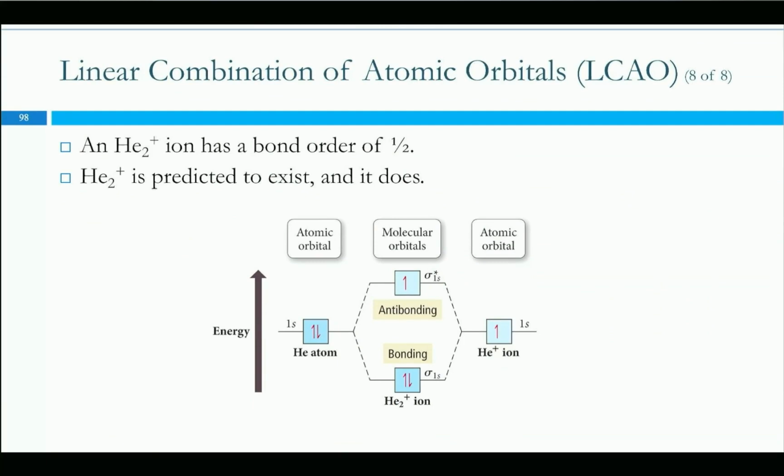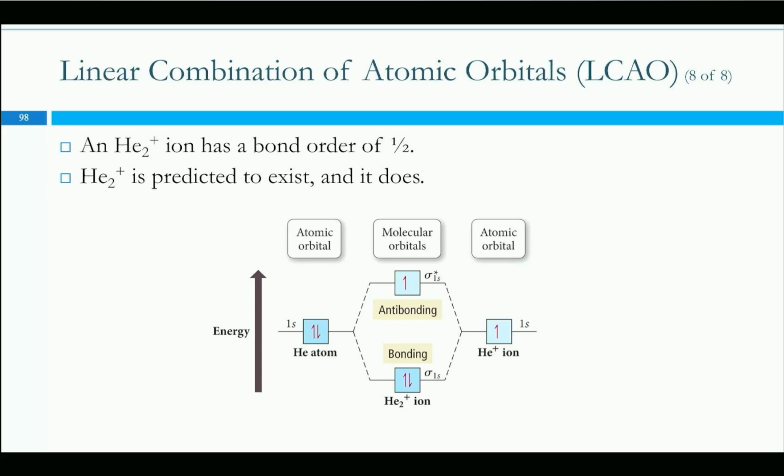He2+. So that 1+ charge, just like with Lewis structures, means that we're removing 1 electron. So now when I look at this, I've got my He+ ion forming a bond with a regular helium atom. So again, 2 atomic orbitals go in, I have to get 2 molecular orbitals out. I put 2 electrons into the bonding orbital, 1 electron goes into the antibonding. So now my bond order is 1/2.